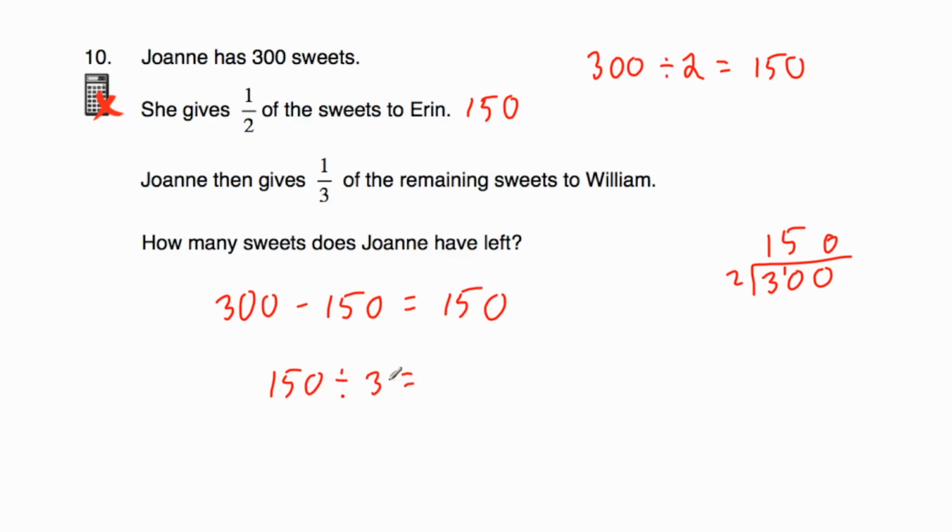And 150 divided by 3, well, 15 divided by 3 is 5. So 150 divided by 3 would be 50. So she's going to give 50 sweets to William. And the question says, how many sweets does she have left? Well, she had 150. She's given 50 away to William. So if we do 150 take away 50, that'll tell us how many sweets Joanne has left. And 150 take away 50 is equal to 100. So that means that Joanne will have 100 sweets left, and that's it.